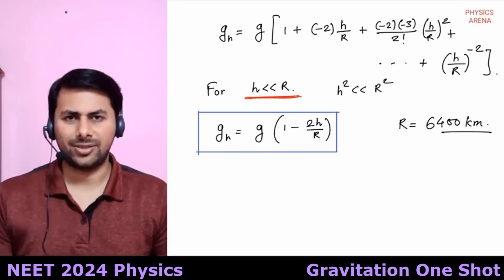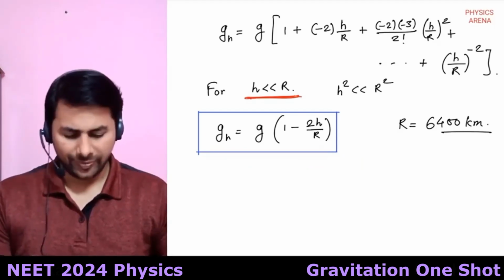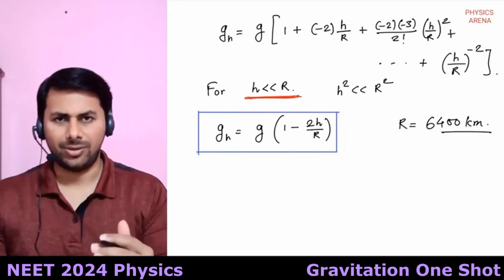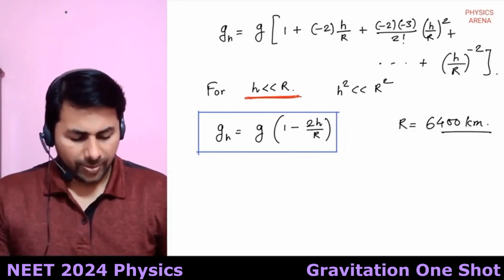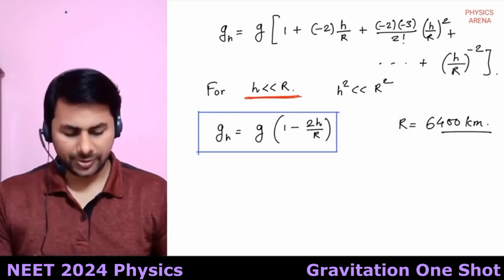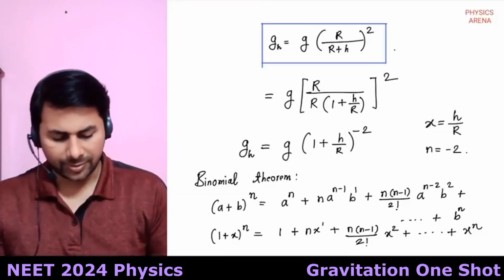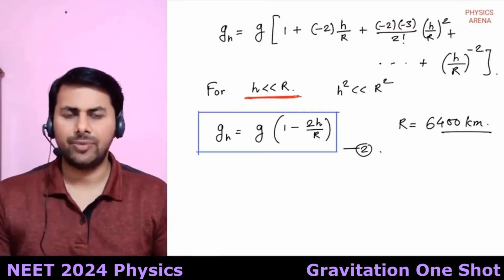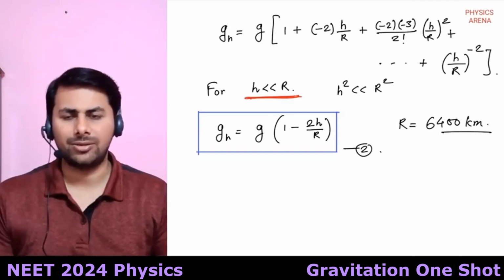For small heights. This formula will be applicable when heights are small. So if height is comparable to the radius of earth, which formula will you use? This is suppose formula 1, this is formula 2. Which one will you use if height is comparable to radius of earth?